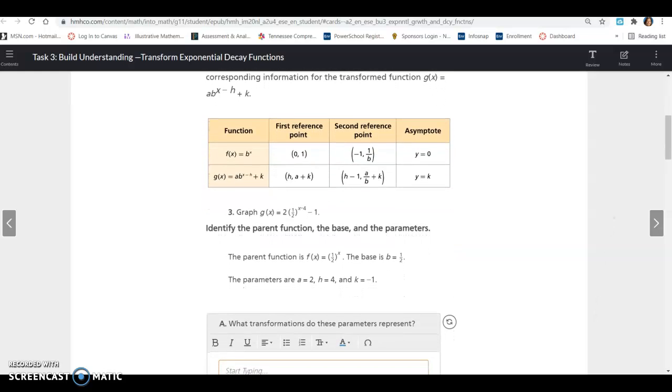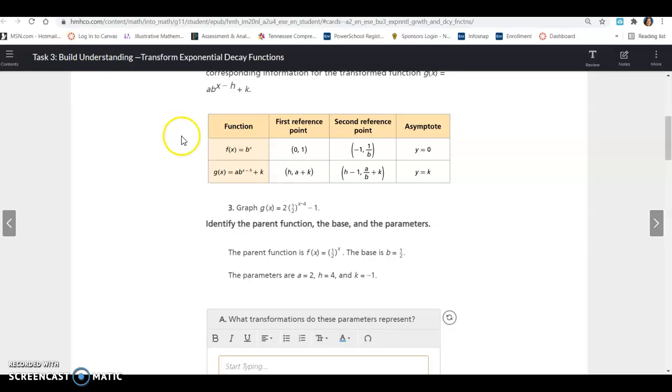All right, so this is going to be useful information. It gives you the reference points, and it tells you how to find those on your transformed function. So for your parent function, your first reference point would be 0, 1. And then your reference point for the transformed function is going to be h. Remember, h moves you horizontally, and x is your horizontal movement.